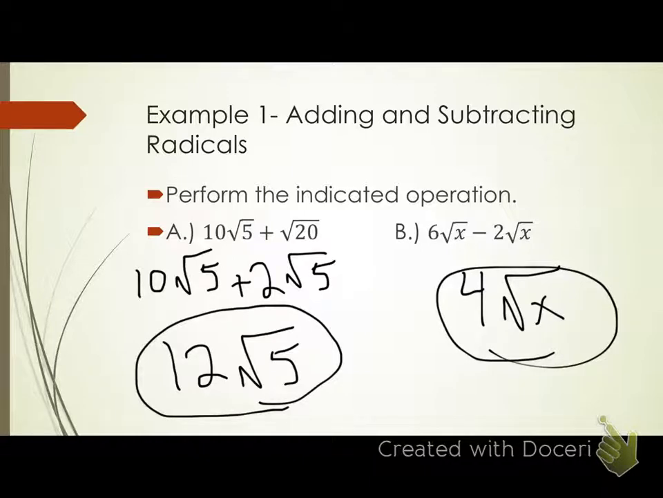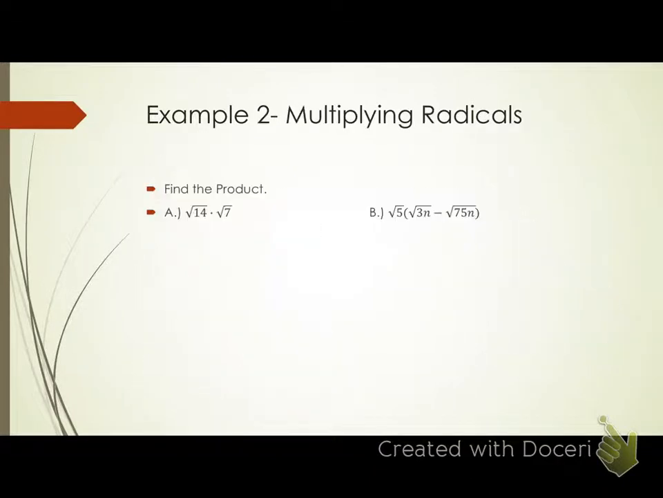Hopefully that makes sense. Hopefully it's pretty easy for y'all. I feel like it is. Just make sure all your radicals are simplified before you start trying to add or subtract. Now let's look at multiplying radicals. Letter A is the square root of 14 times the square root of 7.